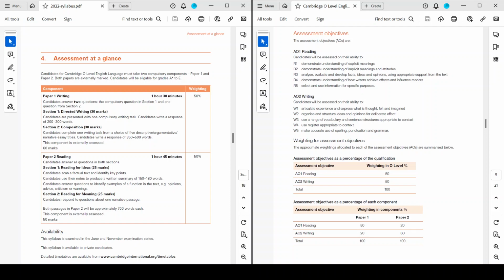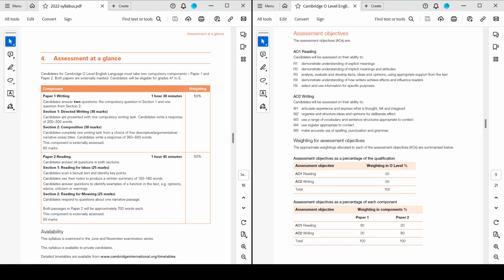Then is demonstrating understanding of implicit meaning and attitudes. Here is where the mental exercise comes in, because what will be given in the text are hints towards something, but whatever is being asked, it will not be clearly stated in the text. So what we'll need to do is find those hints, think about them, and then come up with an answer for whatever has been asked.